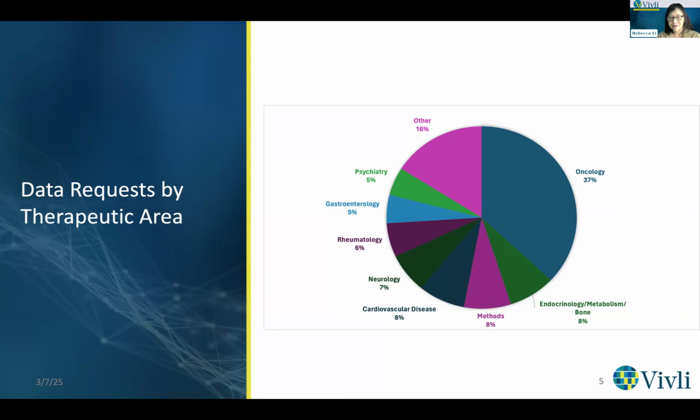Other active areas are endocrine and cardiovascular disease, followed by neurology, rheumatology, gastro, and psychiatry. We have lots of others, probably 21 other therapeutic areas that are represented. There are some other methods papers that are really interesting as well, really interesting ones in the area of AI and machine learning. So that really rounds out the types of proposals that are coming into us by therapeutic area.